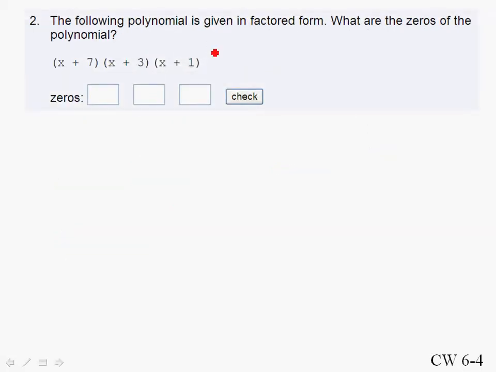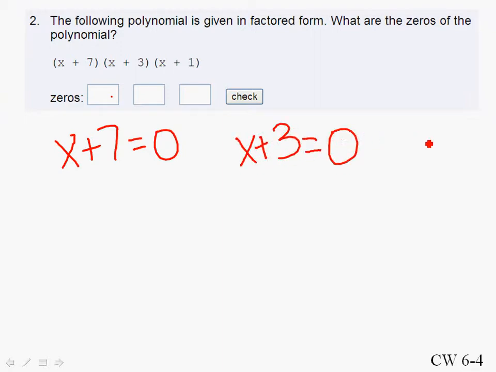On number 2 of your classwork, it should say the following polynomial is given in factored form. What are the zeros of the polynomial? This is the opposite of question number 1. So now we're given x plus 7 as a factor, x plus 3 as a factor, and x plus 1 as a factor.